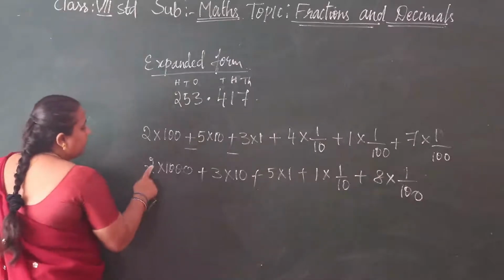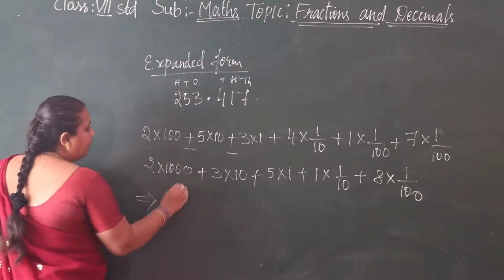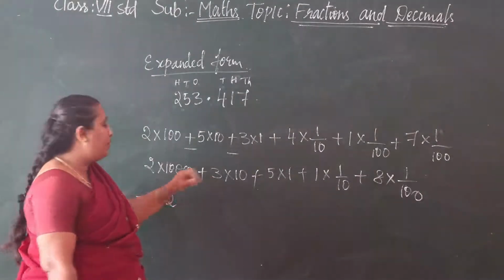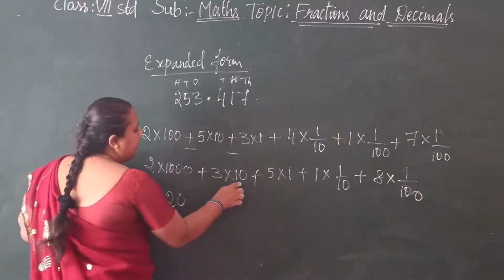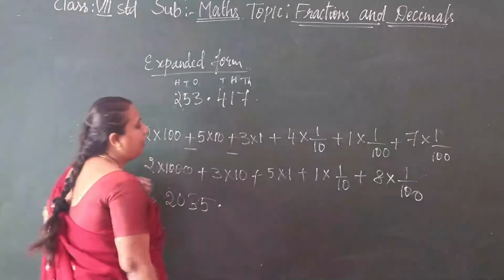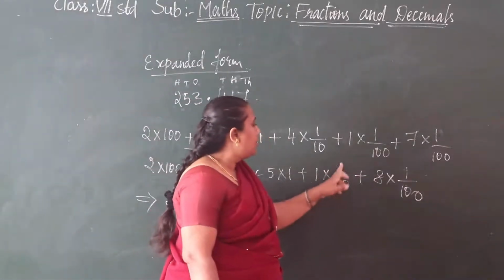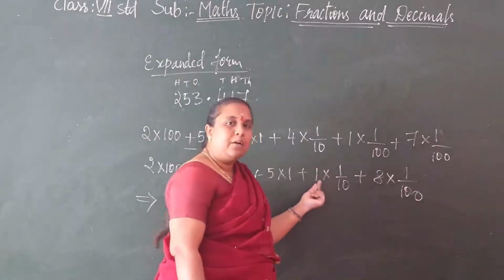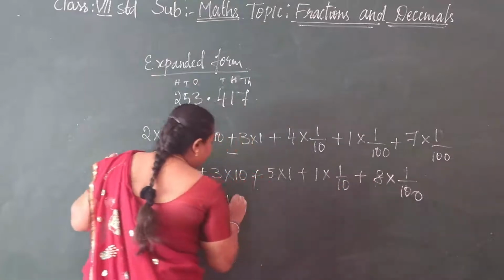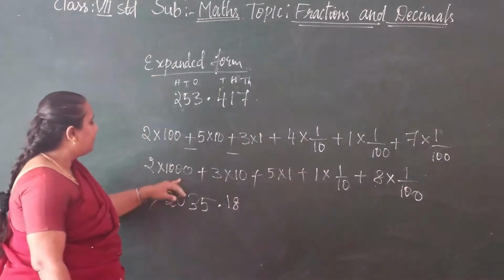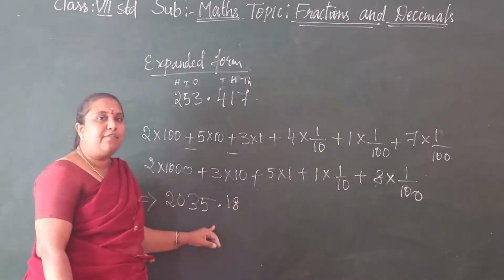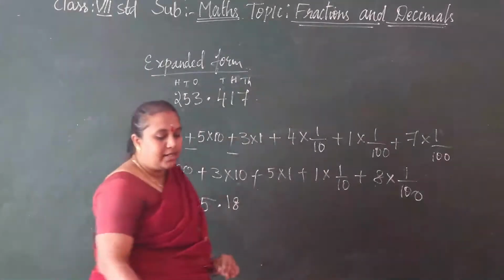So how to write? See, 2 into 1000. So 2 is in the thousands place. There is no hundreds term in the expression, so we write 0 in the hundreds place, then 3 in the tens place and 5 in the ones place. Okay, point. Then we have 1 into 1 by 10, so the decimal part starts with 1 in the tenths place, and 8 in the hundredths place. Okay, the decimal form of the given expression is 2035.18. Okay, so understood, children?